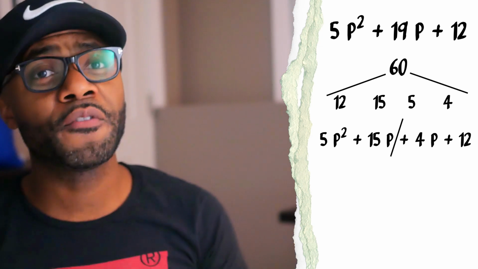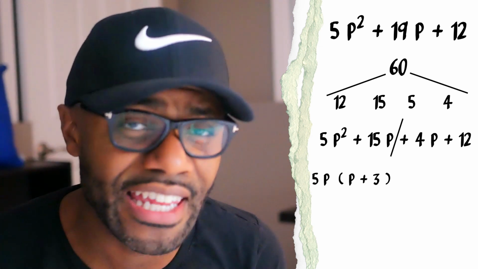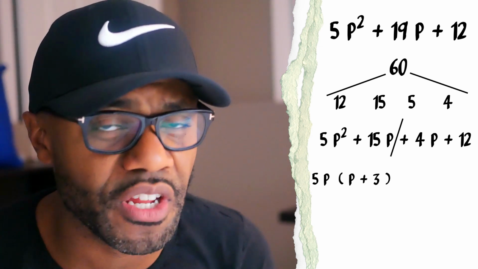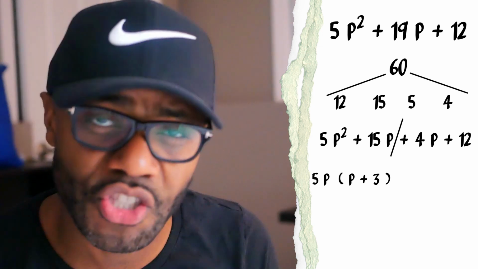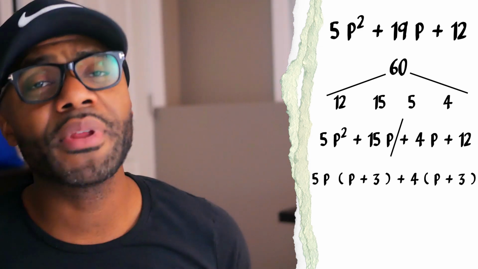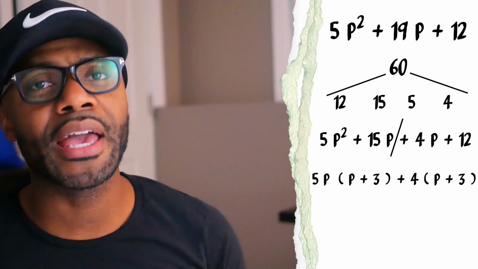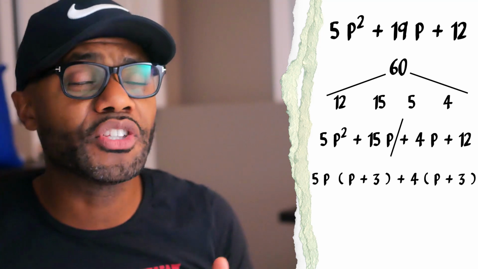The greatest common factor for the left-hand side will be 5p, meaning that 5p can go evenly into the expression of 5p squared plus 15p. And on the right-hand side is going to be 4 times p plus 3. Using the distributive property, we can see that when we multiply what's on the outside, the coefficients, with what's on the inside, we get back the term you see above.